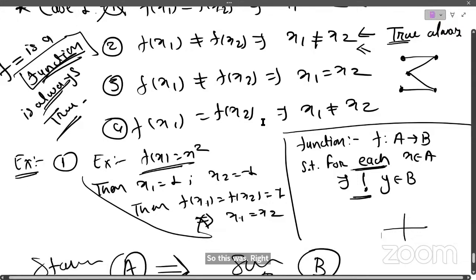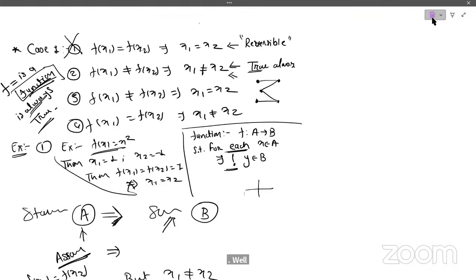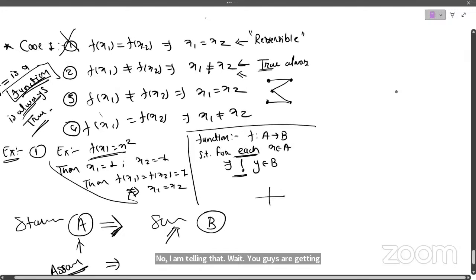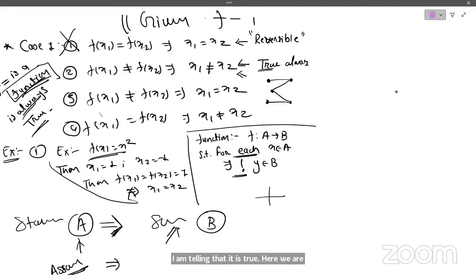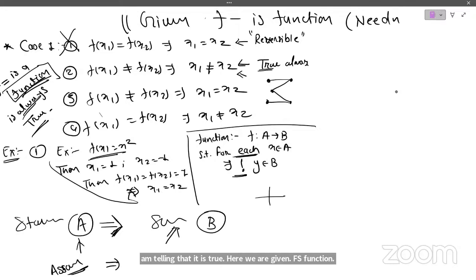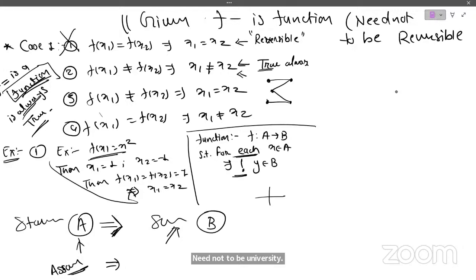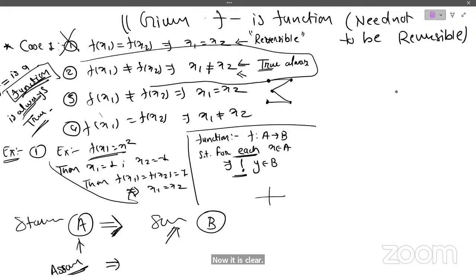But ma'am, what are you saying? You told us it is true. No, I am telling that, wait, you guys are getting confused between function and reversible. I am telling that it is true. Here we are given f is a function, need not be reversible. Now it is clear. Now this statement is true for a function, not for reversibility.